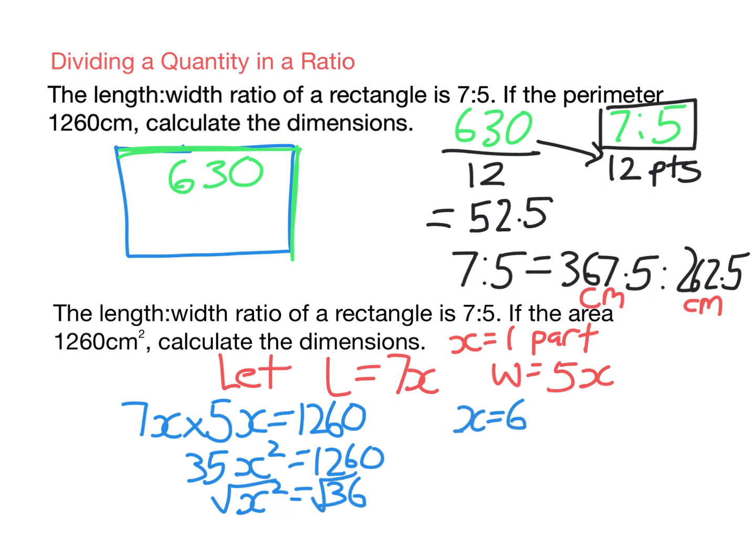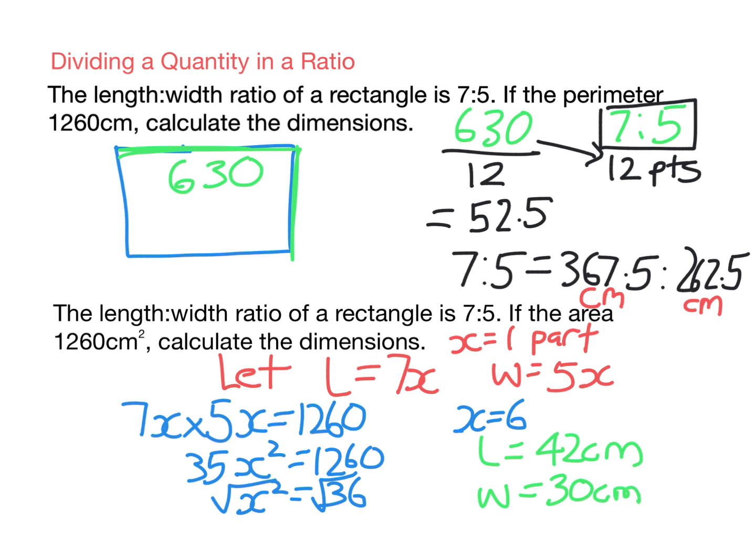That means each part has a value of 6. So that means that the length, which was 7 parts, is 6 times 7, and the width, which was 5 parts, is 5 times 6. And there we have it, length 42, width 30.